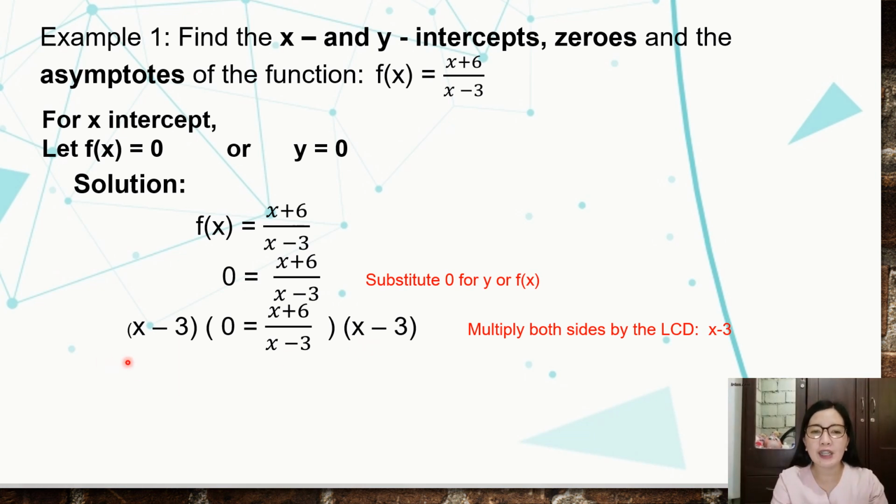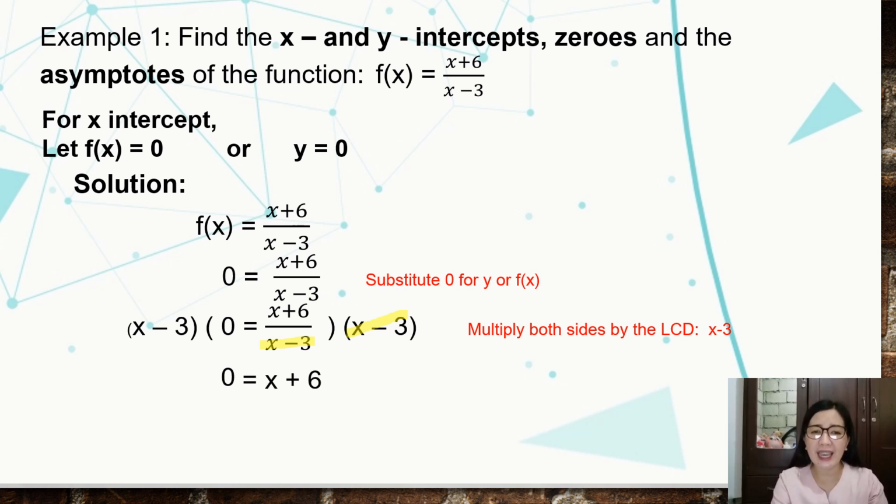So, we will now multiply. So, since this is 0, 0 times any number is equal to 0. Then dito, x plus 6 over x minus 3 times x minus 3, we can now cancel our LCD and our denominator. So, ang natira na lamang ay x plus 6.